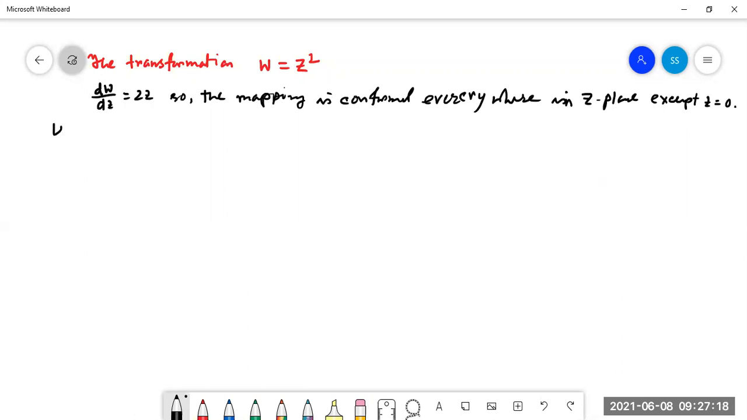Now when the power is given on the right hand side, previously we have taken W equal to Z to the power n. Now here it is given W equal to Z square. Let us take W equal to U plus IV, we are not taking the polar form here, and Z equal to X plus IY. We are taking the Cartesian form of W and Z. Sir, how will we know where we have to take polar form and where Cartesian form? I am coming to that point.